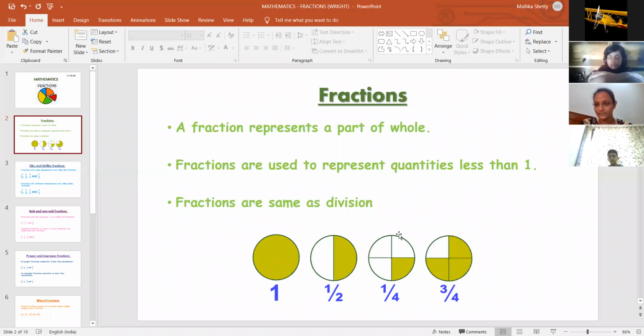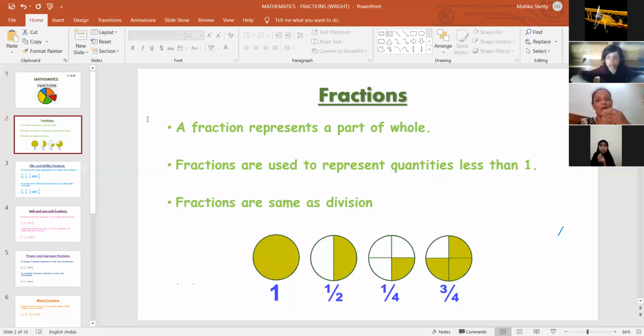Second image is telling us it is divisible, correct? And the last image tells us that a whole is divided in four equal parts, out of which three equal parts are shaded. So the fraction will be represented as 3/4. So this is also less than one, correct? That is what I'm telling you, that fractions are used to represent quantities less than one. So this proves my second statement, correct? That half, 1/4 and 3/4 are less than one. Yes or no?